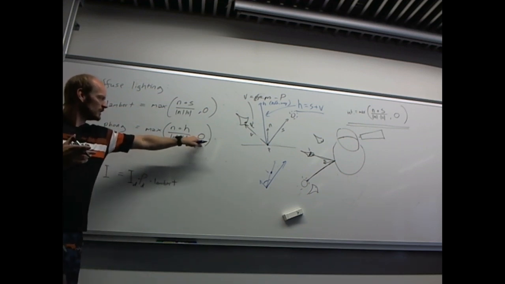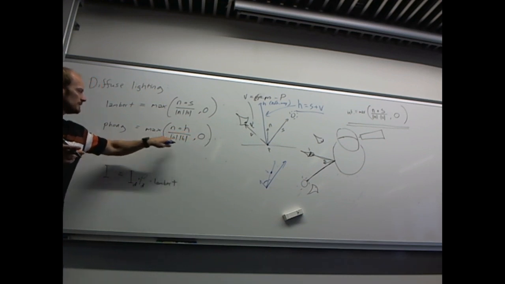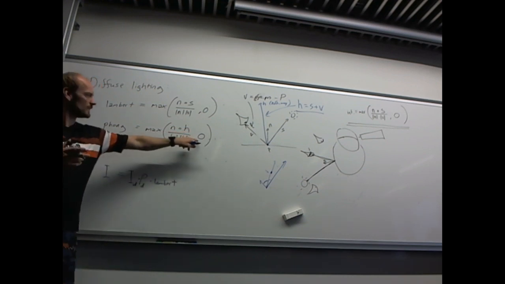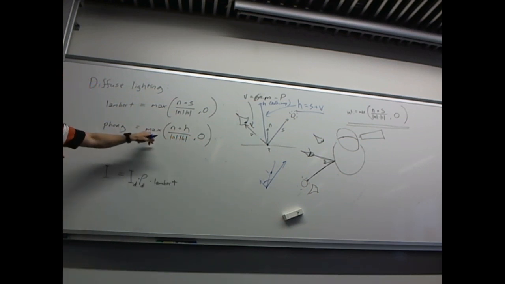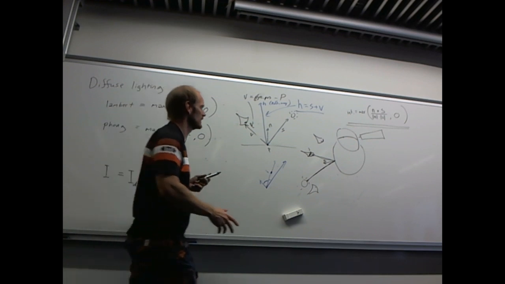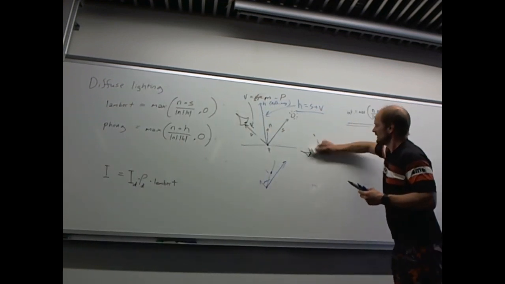So if we get a 0, or if we get negative numbers, we're going to end up with 0. If we get positive numbers, we use those numbers. All right, one more thing with the specularity.